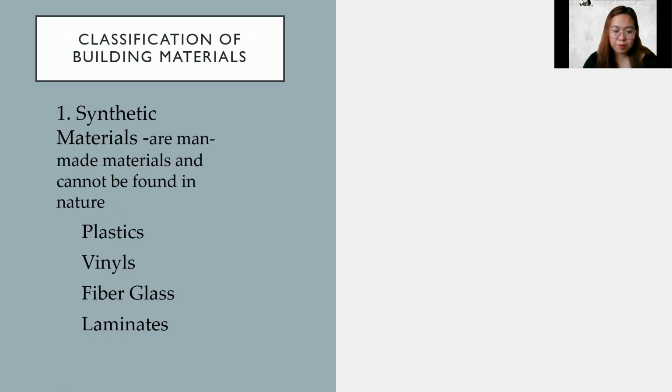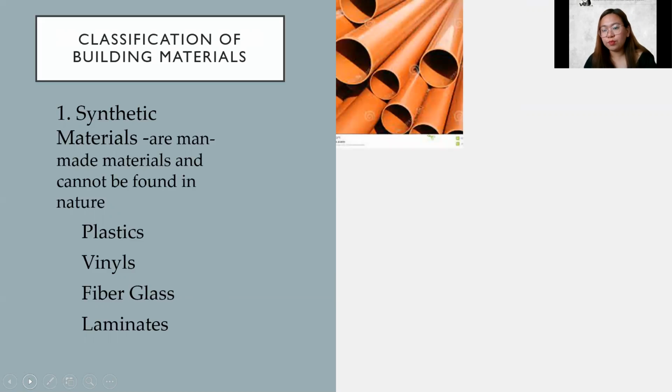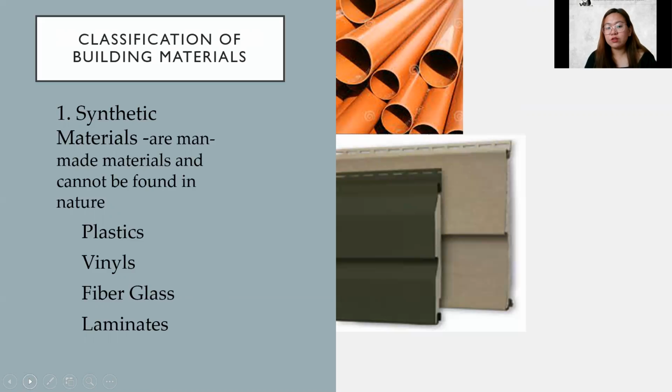So, ano yung mga sample natin dyan? We have your plastics. Kamukha to, your pipes for your drainage, for your sanitary pipes. We use plastics even for your electrical. We have vinyls, o ito, vinyl sidings to. Ito yung nilalagay sa mga American type houses, sa walls nila. Kung before, kahoy talaga yung nilalagay, ngayon may nabibili na rin na produce ng vinyls.